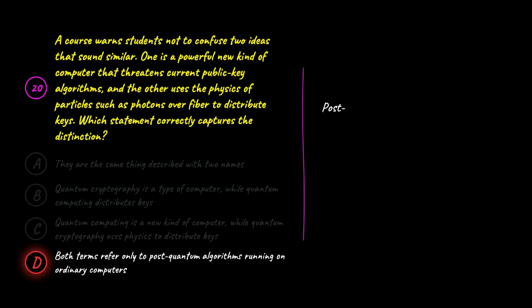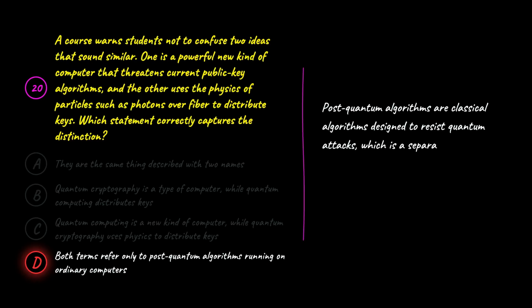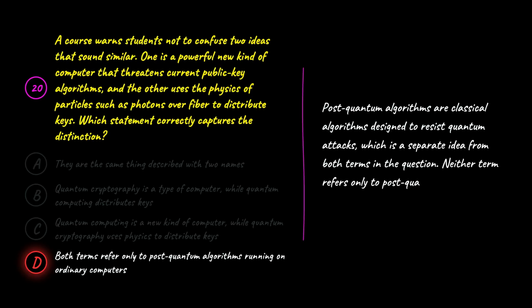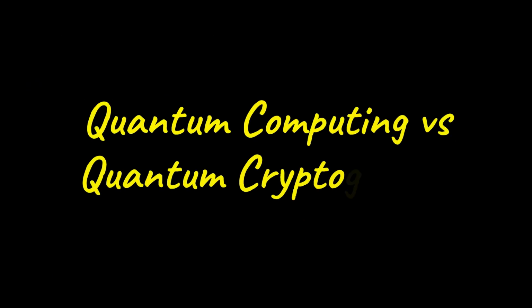D is wrong because post-quantum algorithms are classical algorithms designed to resist quantum attacks, which is a separate idea from both terms in the question. Neither term refers only to post-quantum algorithms on ordinary computers. These terms sound alike but describe very different things, and mixing them up is a common mistake. Quantum computing is a machine. Quantum cryptography is a method.